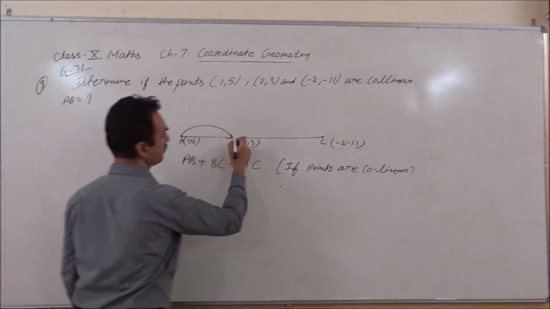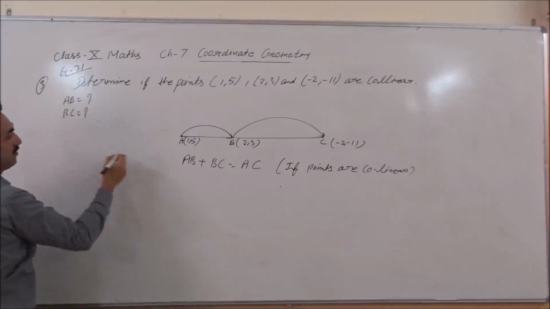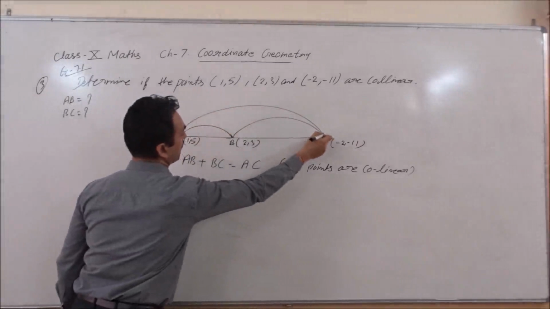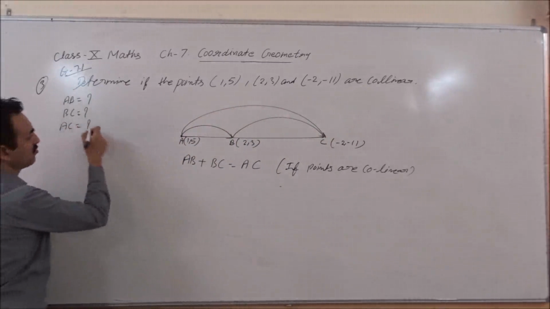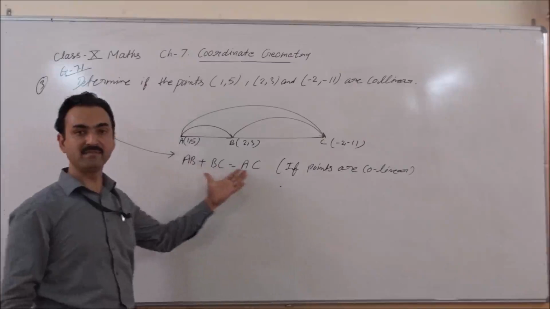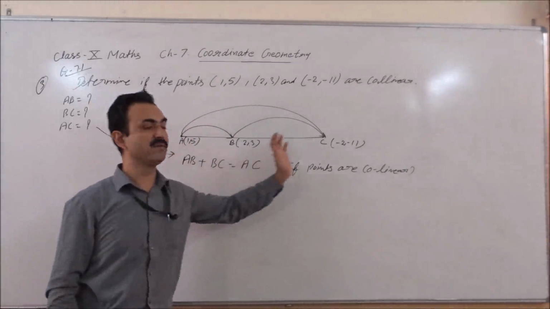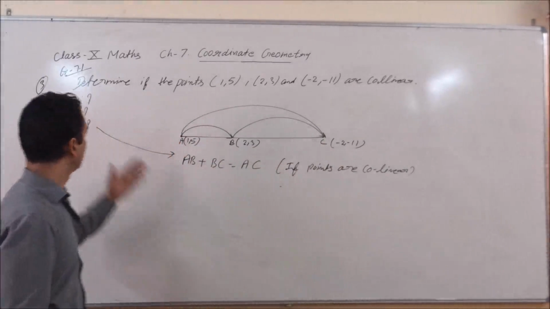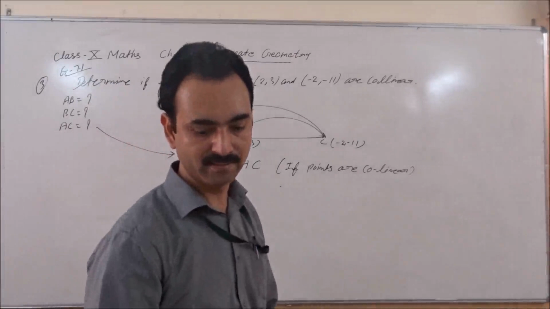Then you will find BC, and then you will find AC, and then you will use this formula. If it is proved, it is correct, then you can say these 3 points are collinear, and these you have to find using the distance formula, right?